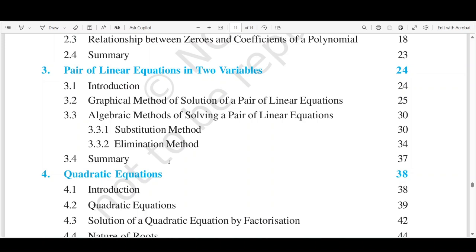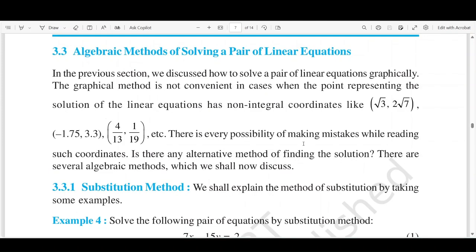In today's video, we will be discussing CBSE Class 10 Maths Chapter 3, Section 3.3 and 3.4. Section 3.3: Algebraic Methods of Solving a Pair of Linear Equations. So in this section, we are going to discuss another method for solving a pair of linear equations known as algebraic methods. Compared to the graphical method, this method will give us the solution in a precise way.